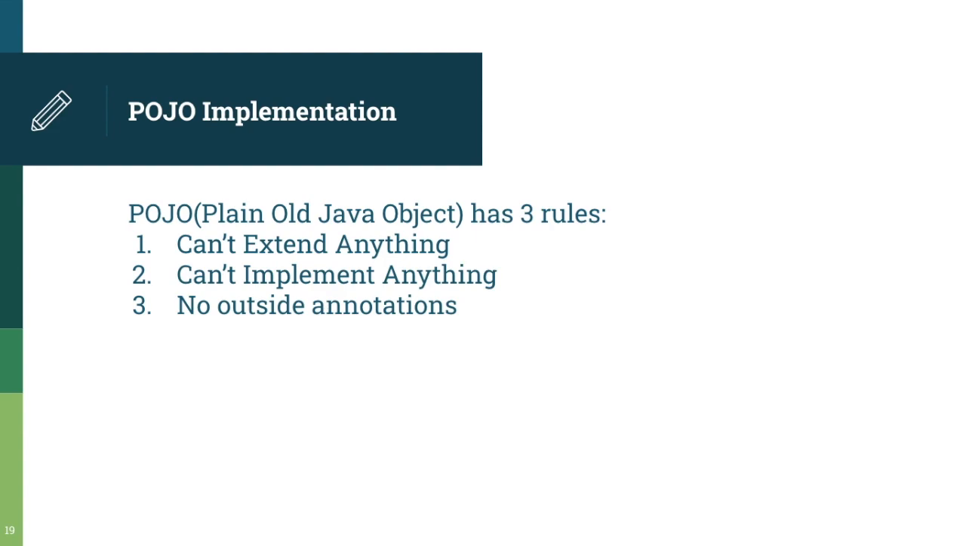Now we come to the second cool thing, POJO. Spring Framework has POJO implementation. What is POJO? POJO means plain old Java object. It has three rules. First, it can't extend anything. Second, it can't implement anything. Third, no outside annotations. It just means a simple class without extra stuff that can be used by itself.